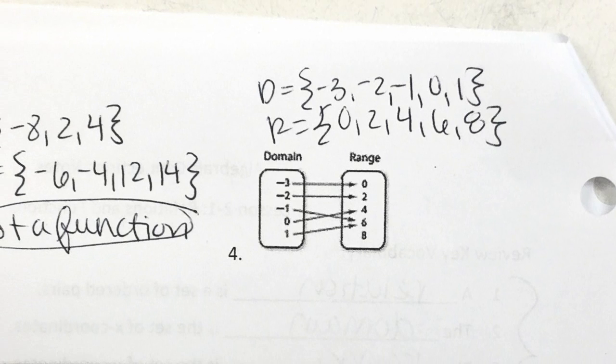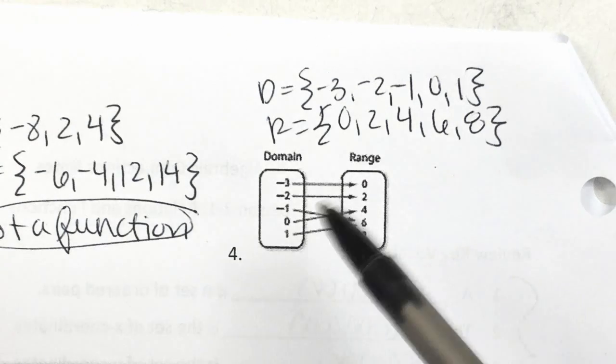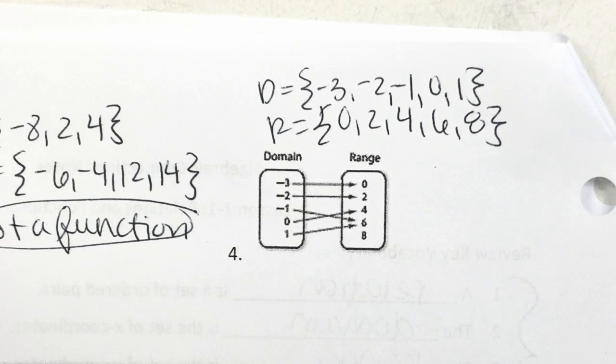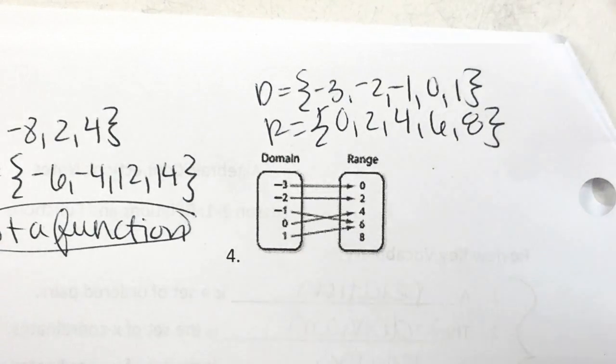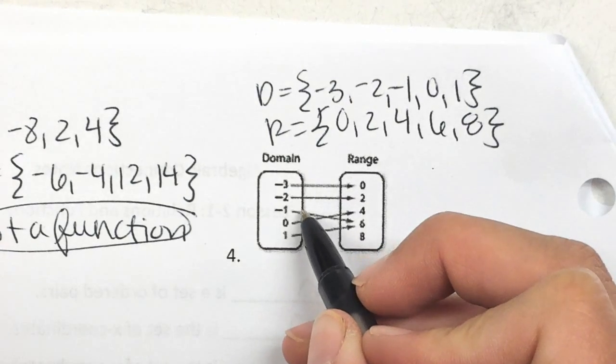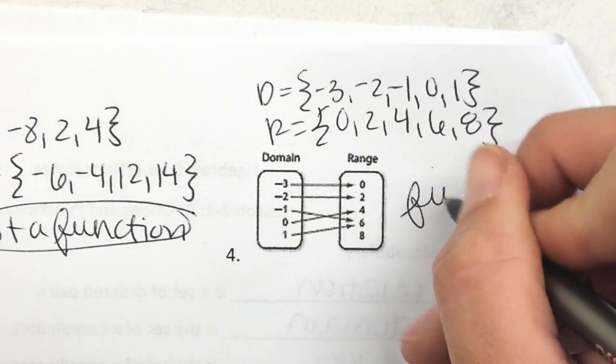Alright, is this one a function? What do we have to put in order? Yeah, you have to just write them out. No, it's not. Yes or no? No. There's two x's on one line. If it's a function, that means that one x value can't go to two y values. So the easiest way, you just look at the domain for a function. Is there two lines coming out of any of them? No. So it is a function.